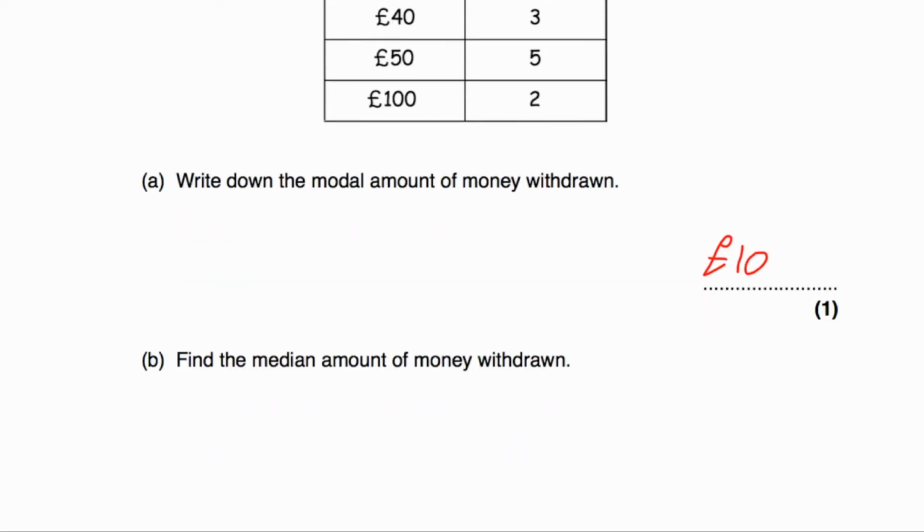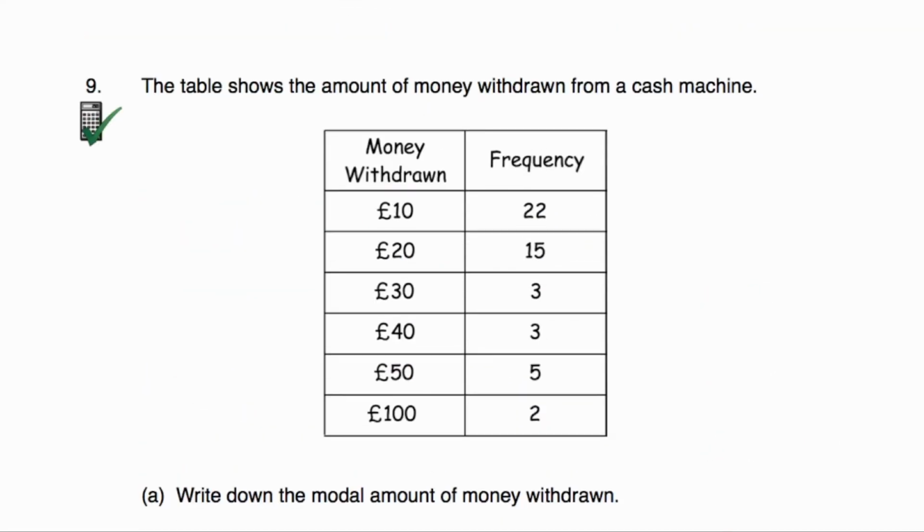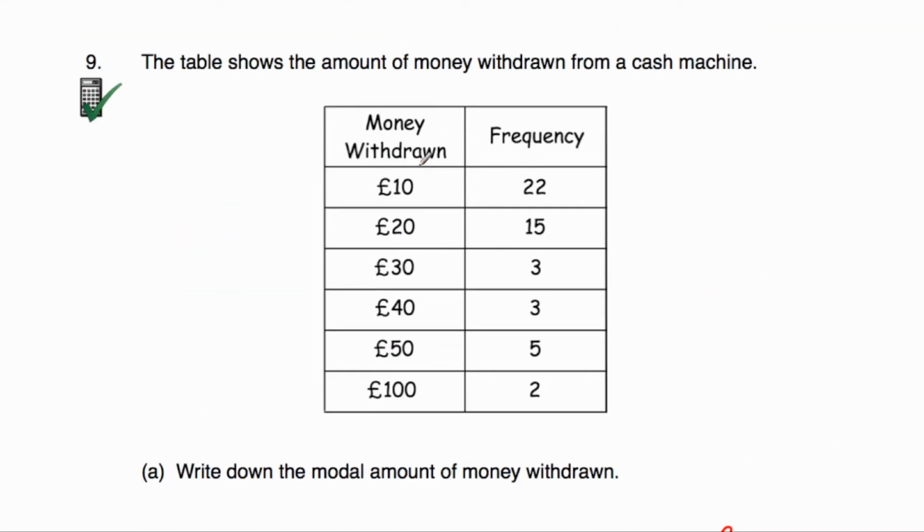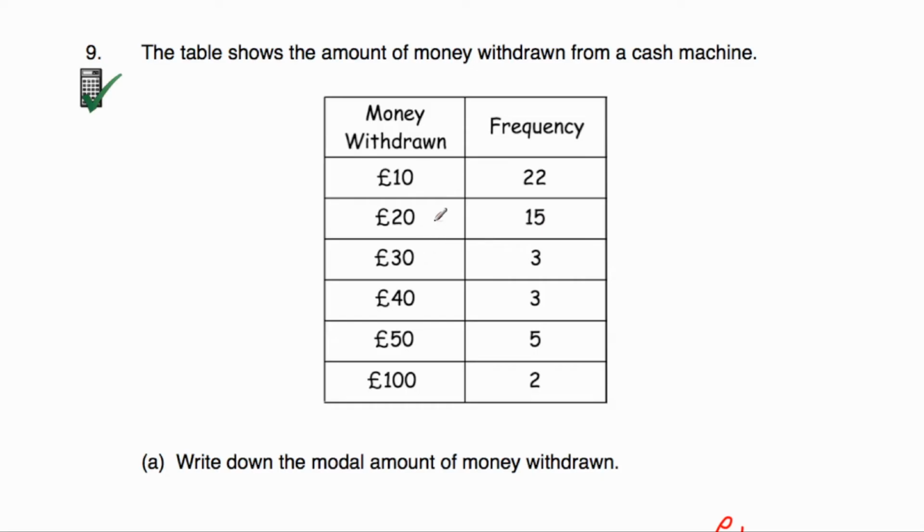Okay, part B. Part B says find the median amount of money withdrawn. Now I could write down 22 10s, 15 20s, 3 30s, 3 40s, 5 50s and 2 100s. I could write that down on a list, but I don't really fancy writing down those numbers that many times and finding the middle number. So I'm going to use our other approach. If you look back in the video to question 7, I talked about that other approach. So let's talk about it again now.